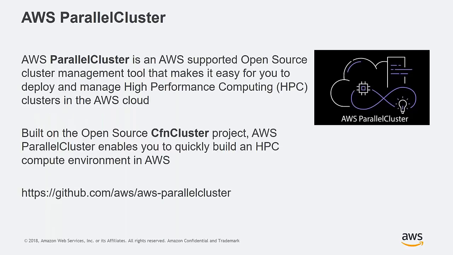What is AWS ParallelCluster? ParallelCluster is an AWS supported open source tool, and the goal of ParallelCluster is to make it easier for you to manage and deploy an HPC cluster on AWS. ParallelCluster is kind of an evolution of CFN Cluster. CFN Cluster was an open source project run by an AWS solutions architect, but last year we decided to evolve this tool into a supported project, and we also added some important functionality, and so we decided to rebrand it as ParallelCluster.